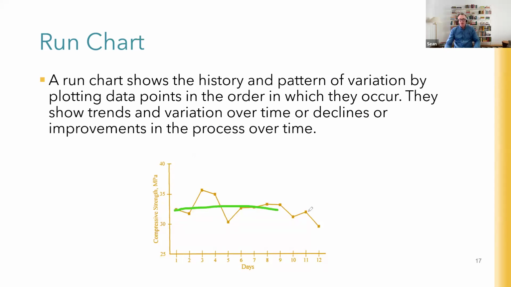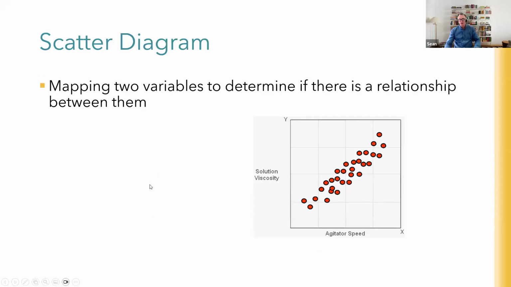So what you're looking for here is trends or variances. In this case, I would expect Microsoft Excel to draw a line that probably looked more like that, I would take a guess, which clearly shows it's going down. That may be a good or bad thing. So that's a simple run chart.